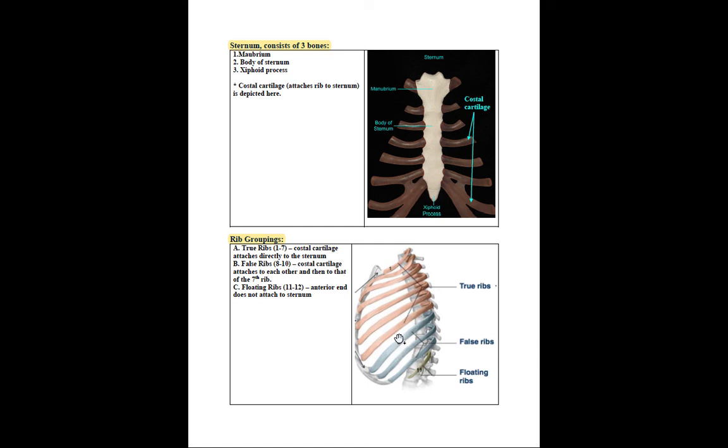So ribs 8 through 10, again, are false ribs, and then the floating ribs are ribs 11 and 12. They're called floating because they do not attach to the sternum. They don't have the costal cartilage attaching on the anterior end to the sternum. So again, floating 11 and 12.